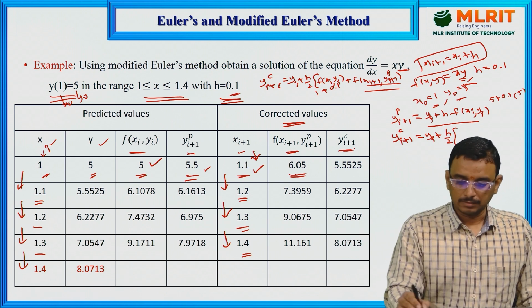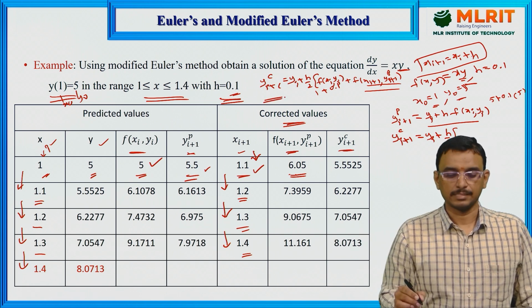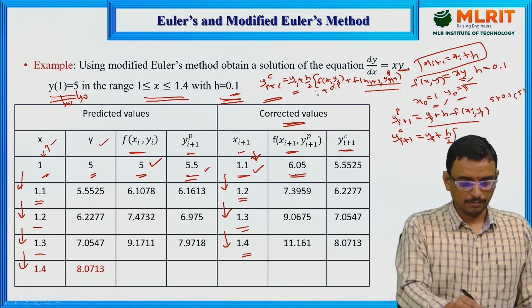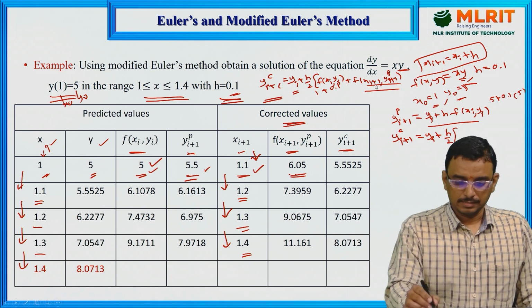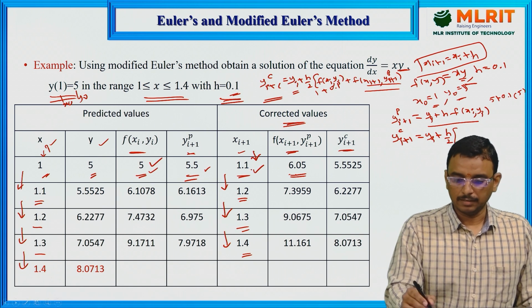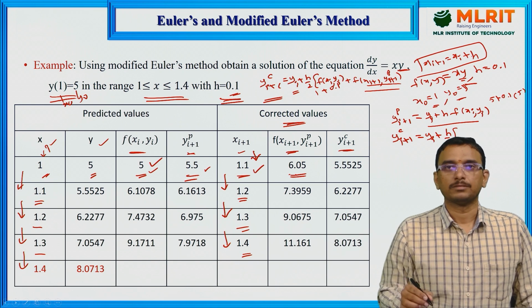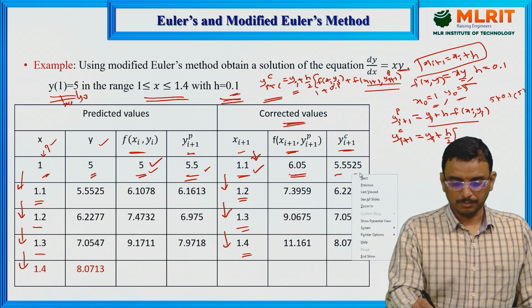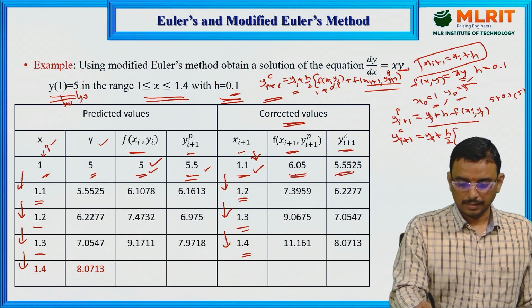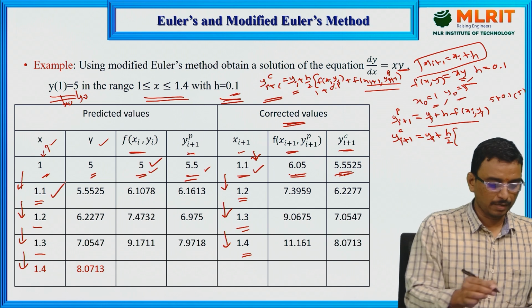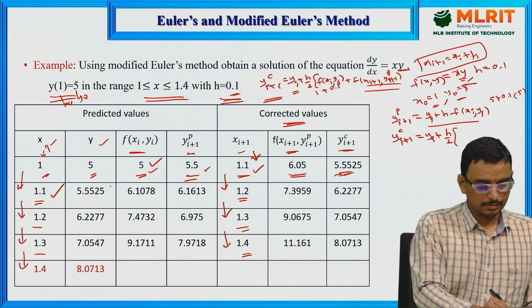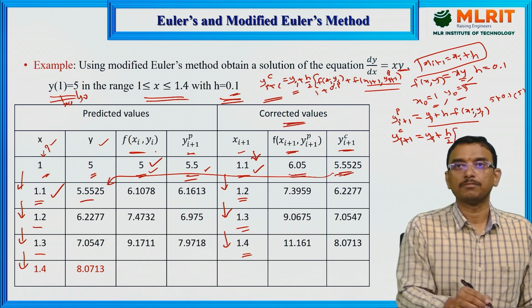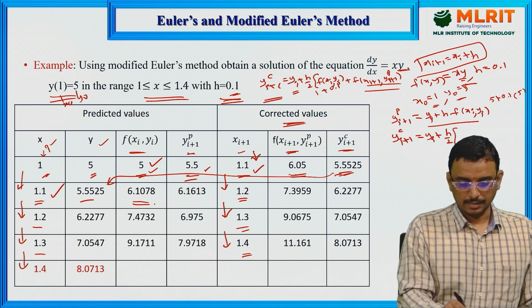Now substitute in the formula y i plus 1 of c is equal to y i, which is 5, plus h by 2, that is 0.1 by 2, into the functional value at the first point, 5, plus f of x i plus 1, which is 1.1, and y i plus 1, which is 5.5. Multiplying these and taking the average, we get 5.5525. The next improved x value is 1.1, and again we replace the values here and take the functional value of f of x i comma y i, and we continue this.